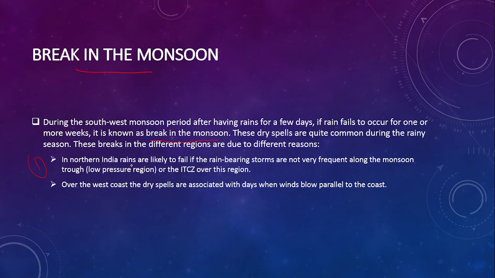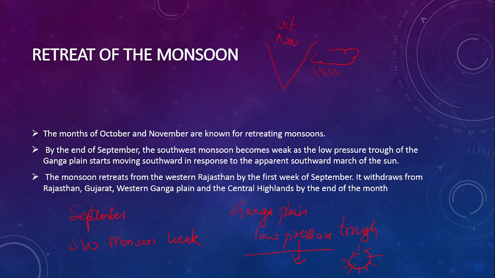In North India, rains are likely to fail if the rain-bearing storms are not very frequent along the monsoon trough or intertropical convergence zone over this region. Over the west coast, the dry spells are associated with the days when the winds blow parallel to the coast.